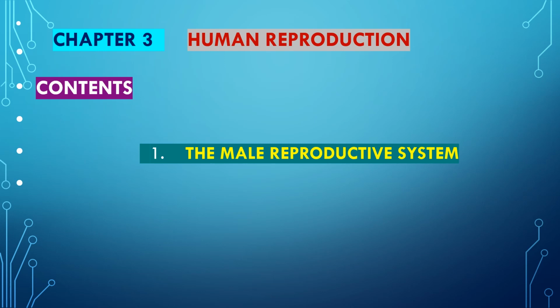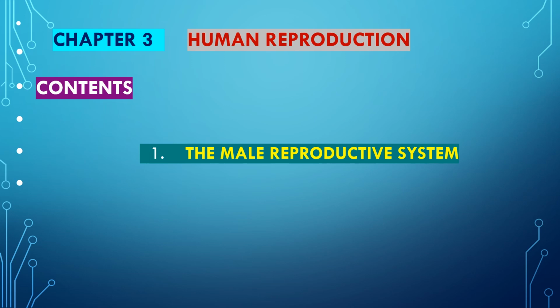Hello children, today we will learn chapter 3, Human Reproduction. Humans are sexually reproducing and viviparous, meaning they give rise to young ones.